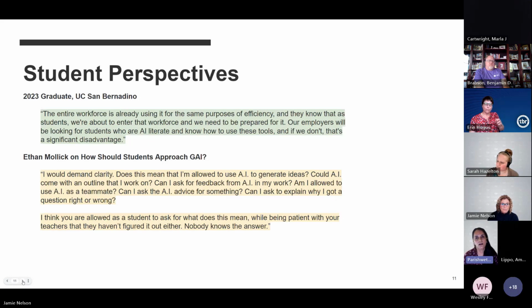So he, coming out and looking at the job market, is really not cautioning, but telling us, basically asking us to help them be AI literate.